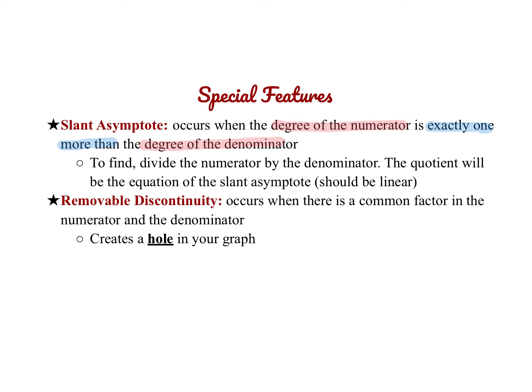The other thing we're going to look for today, a special feature, is what's called a removable discontinuity. This is like what happened in the warm-up. Remember, in the warm-up, we had a common factor in the numerator and denominator, which we actually canceled out. We removed it. However, it still created that hole because it was a restriction of what x could not be. So this removable discontinuity occurs when there's a common factor in the numerator and denominator. And again, it creates a hole in your graph because that x value is still a restriction. Although we simplified it out, the restriction still exists. So rather than being an asymptote, it's just going to be a hole in your graph.